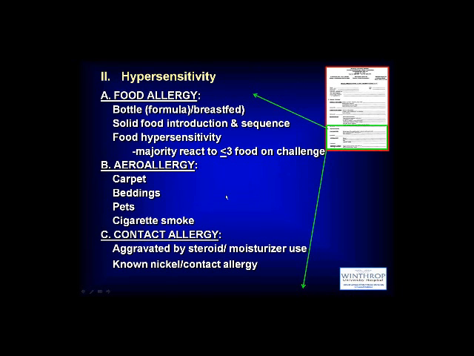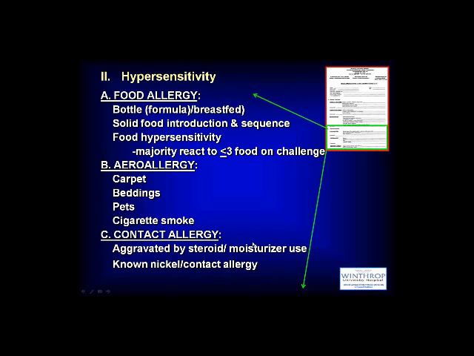Aeroallergens we check, dust mite obviously, pets, cigarette smoke, and contact allergy is going to have to be suspected if the patient initially improved and then started to get worse, or there's no improvement at all with steroids and moisturizers.